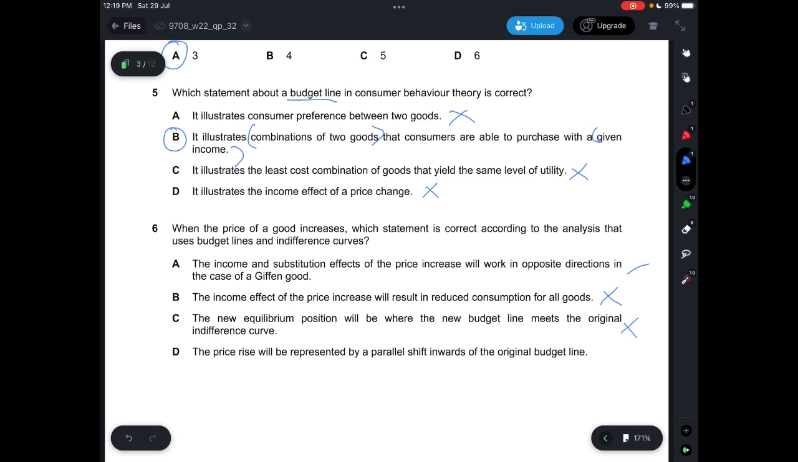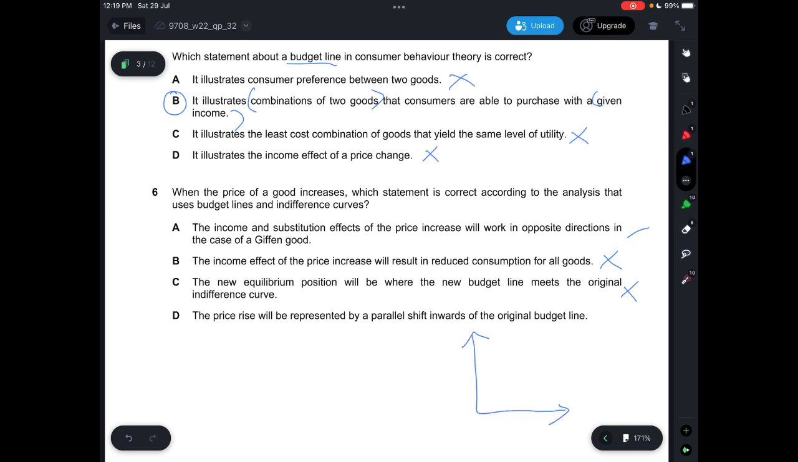D, the price rise will be represented by a parallel shift inwards of the original budget line, which is incorrect. The price rise is not represented by a parallel shift. It's represented by a slightly steeper shift. So we can see that originally, let's say this is the budget line, and maybe you can buy good X or good Y. But let's say there's a price rise of good X, for example. Then the budget line will become something like this. Initially, you could purchase 300. Now we can only purchase 200. Just because the price of good X increases doesn't mean that the price of good Y will increase as well. You can still purchase this particular amount of good Y if you want to. But at the moment, because of the price rise of good X, you can only purchase 200 of good X and forego every single thing of good Y instead of 300. So therefore, D is incorrect. The answer is A.